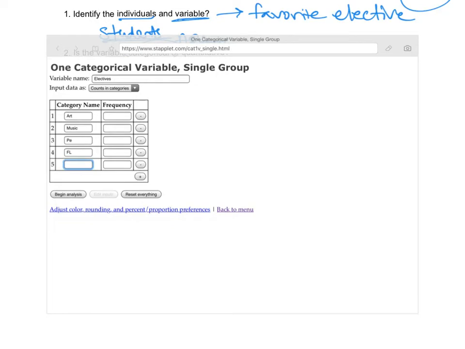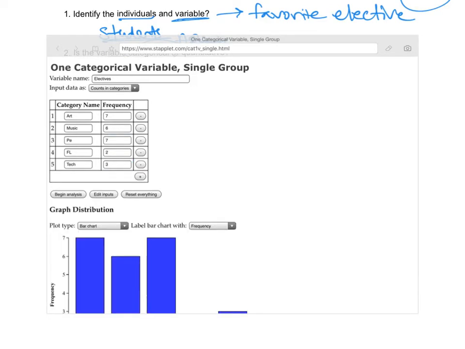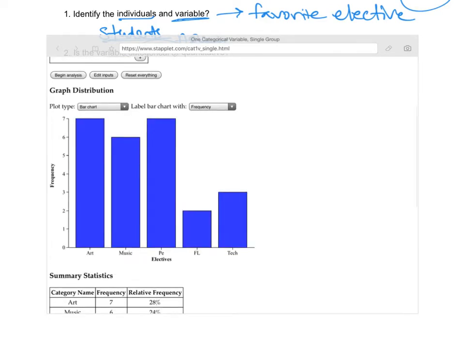And finally, technology. All right, so art was 7. Music, 6. PE, 7. I mean, this is taking longer than it probably would just to do it by hand, huh? 2, and technology, 3. But I want to show you, like, it'll do them all for you. So hit begin analysis. And what it shows you is, it says plot type bar chart.